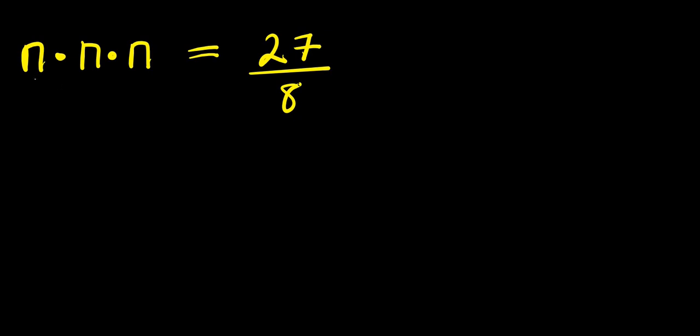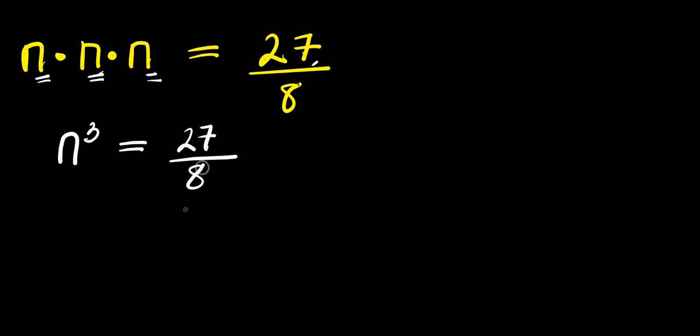Hello, how to solve n times n times n equals 27 divided by 8, solving for all values of n that satisfy this equation. So n times n is n power 2 times n, that is n power 3, and this equals 27 divided by 8. So from here, I have n power 3 equals 27 over 8. I can have it as 3 power 3 divided by 8 is 2 power 3.